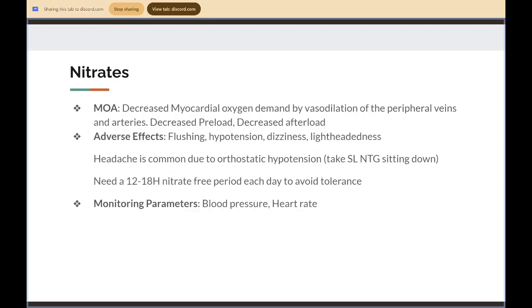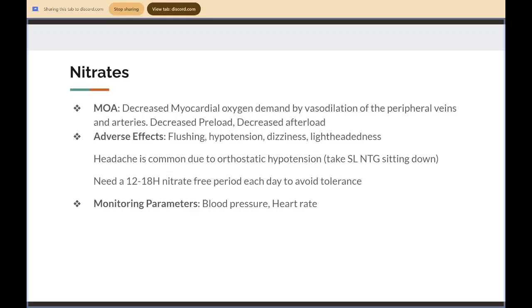Adverse effects are going to be flushing, hypotension, dizziness, and lightheadedness. And orthostatic hypotension resulting in headache is most common. So we counsel the patient to take sublingual nitroglycerin sitting down. You need a 12 to 18 hour nitrate free period each day to avoid tolerance.